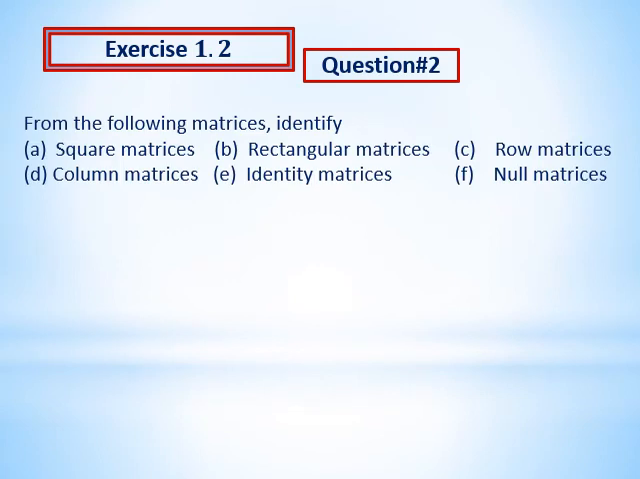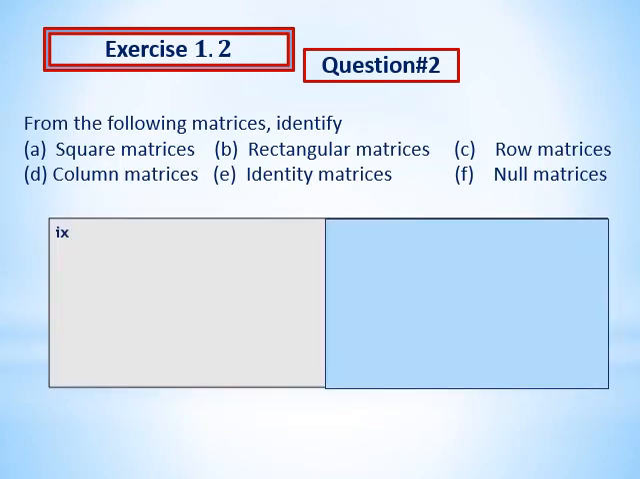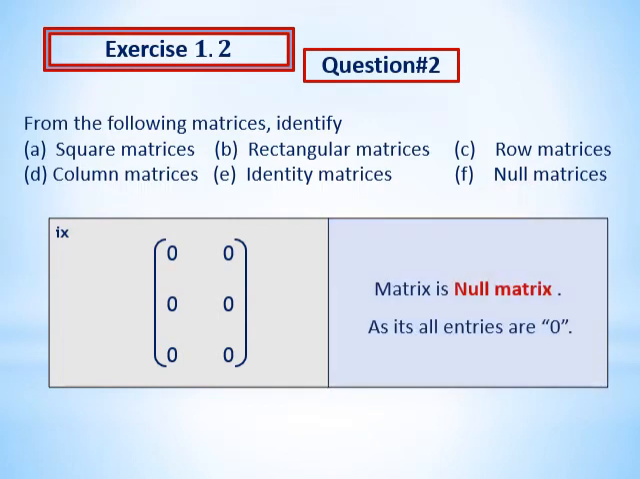Question number 2. Identify. Part 9. Look at this. All entries are 0. Also it has 3 rows and 2 columns. Its order is 3 by 2. So this is not a square matrix, but all the entries are 0. So this is a null matrix. The matrix is a null matrix, as all its entries are 0.